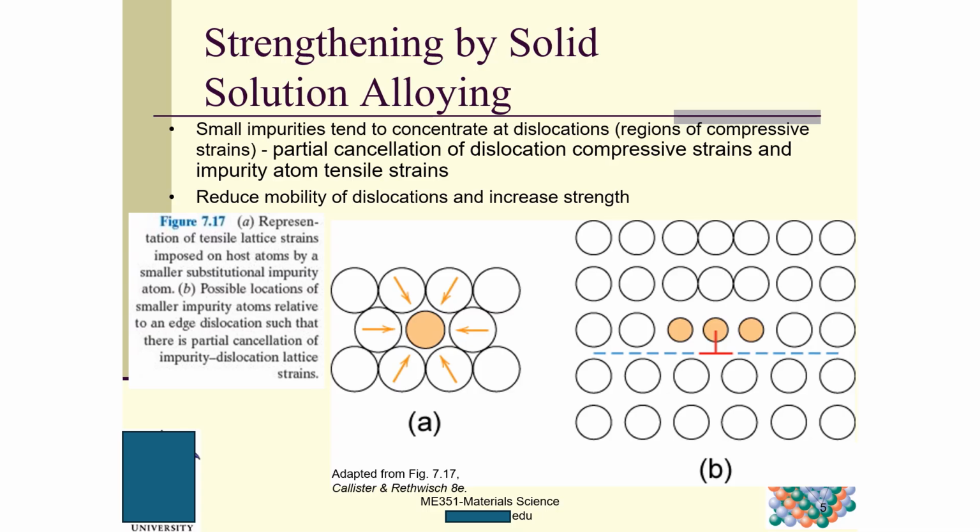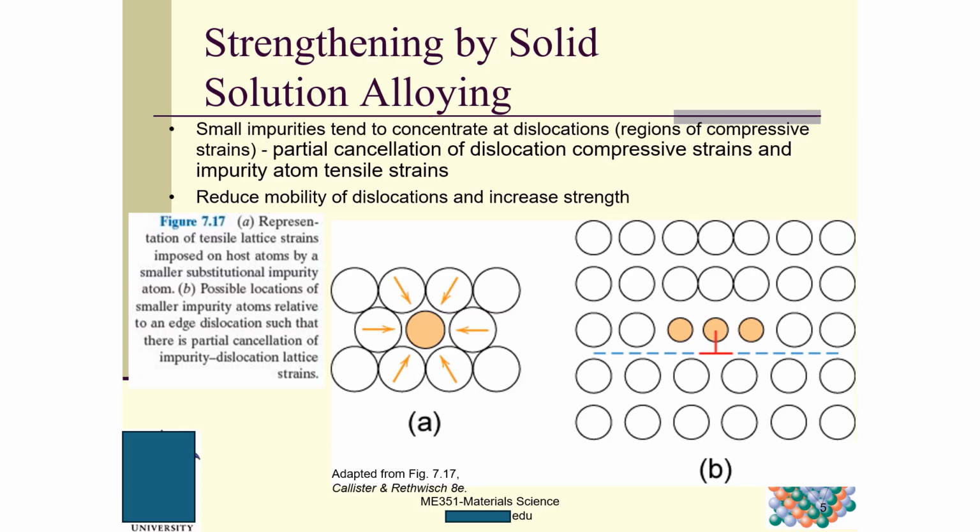Then we talk about how we strengthen by solid solution alloying. Small impurities tend to concentrate at dislocations, in regions of compressive strain. I talked about this one already. There is a partial cancellation of dislocation compressive strains and impurity atom tensile strains. So this reduces the mobility of dislocations and increases stress.